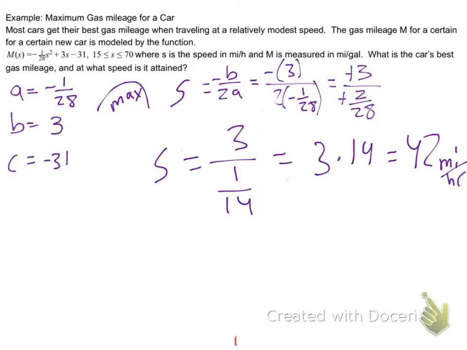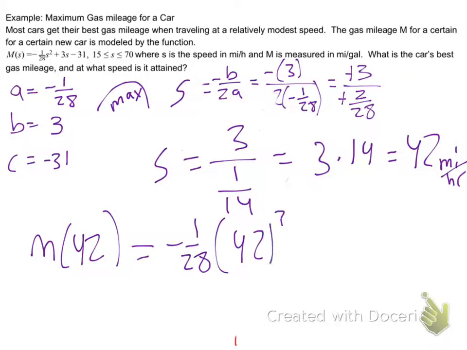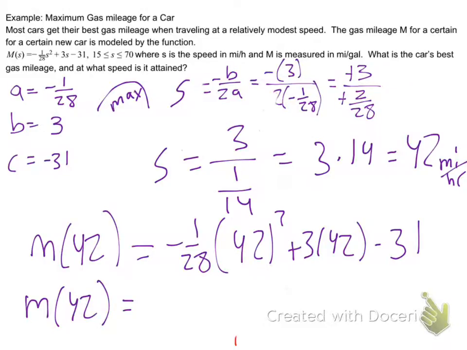Yes and no. It's a yes because it wants to know the speed you need to go to attain it. But that is the speed, so now we need to go find out what the actual mileage is. And we do that by, again, plugging it in. Negative 1/28 times 42 squared plus 3 times 42. I am not going to do every single step on this one. I will let someone tell us the miles per gallon at 42 miles per hour.